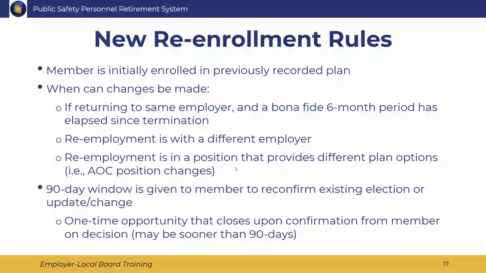Reemployment with a different employer allows them to go ahead and have a new 90-day window. Reemployment in a position that's provided a different plan option, for example AOC position changes, gets a new 90-day window as well. The 90-day window is given to members to reconfirm existing elections or update changes once again. That one-time opportunity does close upon confirmation from the member on a new decision, whether it's to stay with the same original one or to change it. As soon as you receive that, then that starts the new cycle as far as contributions and so on to whatever plan they decided.